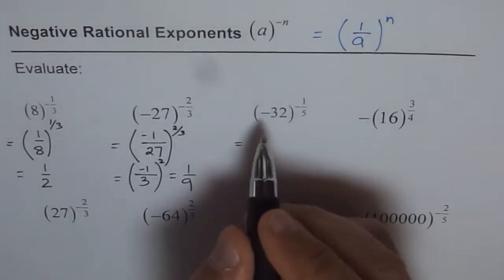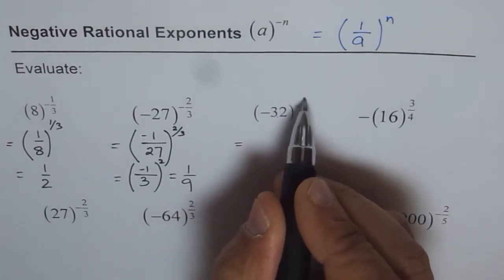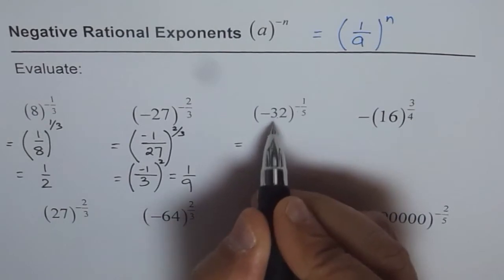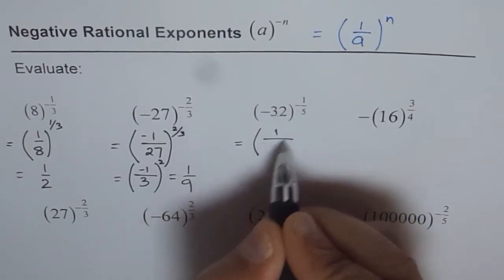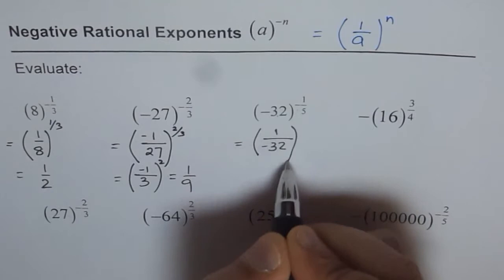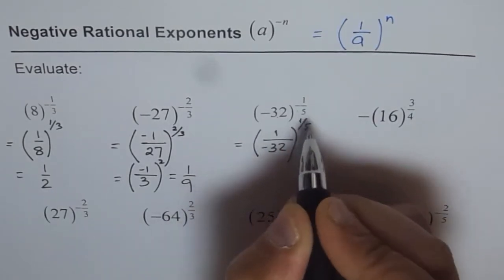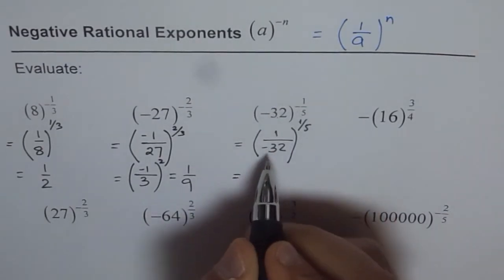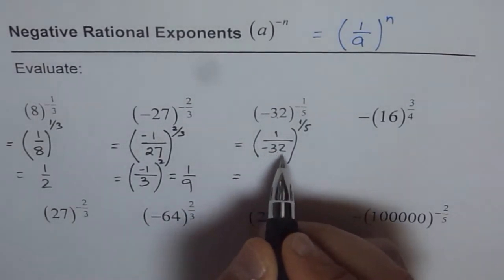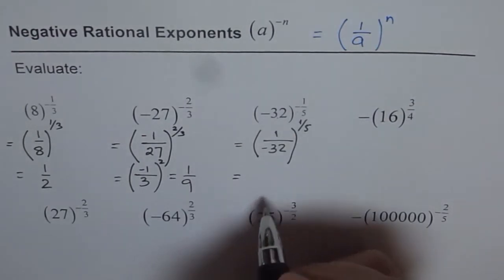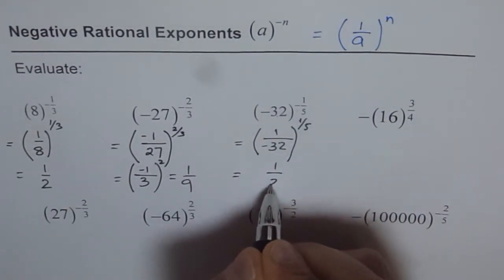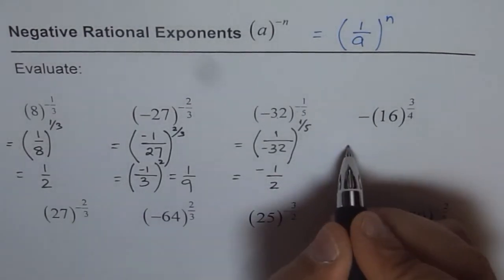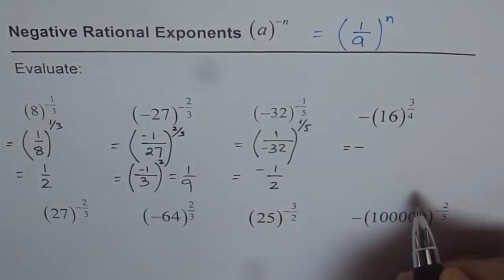So we have here minus 32 to the power of minus 1 over 5, right? This minus means this should be written as 1 over, I can write minus 32 here also, it doesn't matter, it's the same thing. Now since I've taken care of minus, I'm writing 1 over 5 now. That means fifth root of negative 32. Now fifth root of negative 32 is negative 2, right? So I should write 1 over 2 with a negative sign, right? That is the answer.